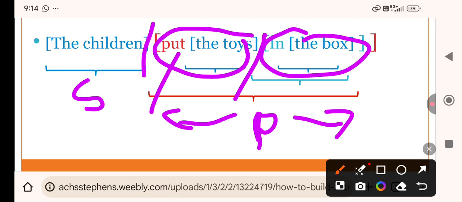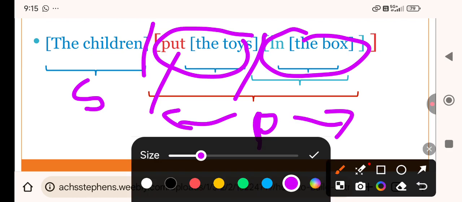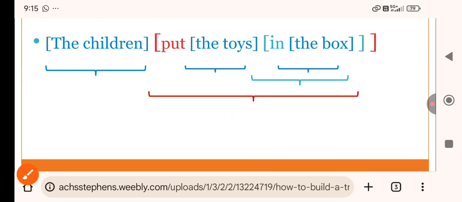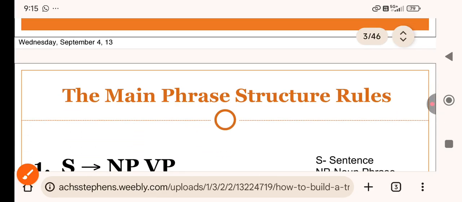It starts with put, and that is a verb, and in is a preposition, and that is why it is a verb phrase and it is a prepositional phrase. This way we label the category.